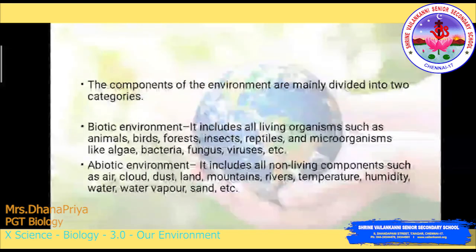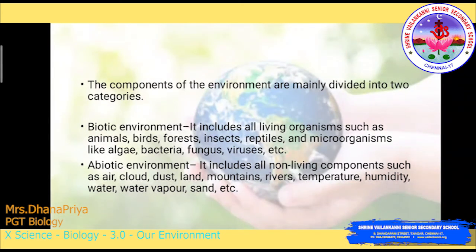Now we move on to the components of the environment. Based on the components, it is of 2 types: one is biotic and the other is abiotic. Abiotic means absence of the biotic environment. It includes all non-living components such as air, cloud, dust, land, mountain, river, temperature, humidity, water, water vapor, sand, etc. These are examples of the abiotic environment. The biotic environment includes all living organisms such as animals, birds, forests, insects, reptiles, and microorganisms like algae, bacteria, fungus, virus, etc.